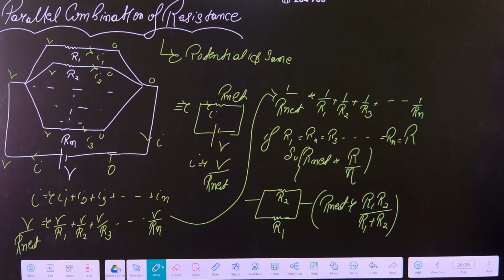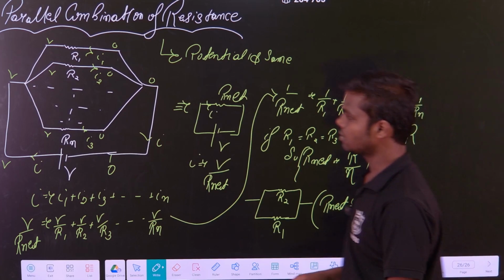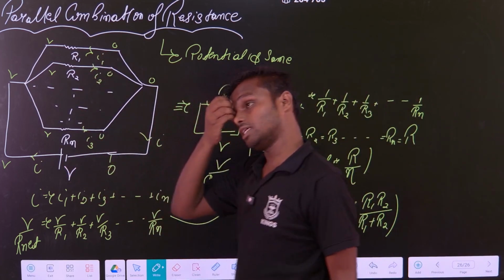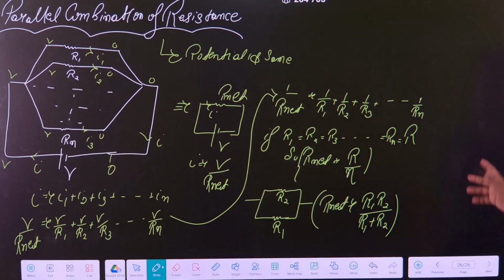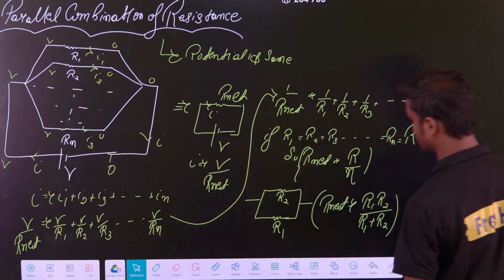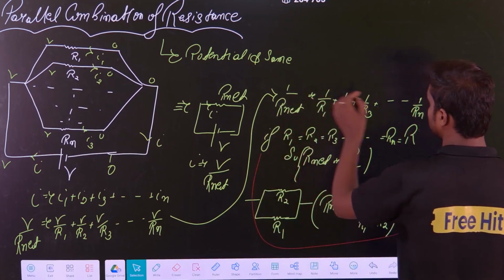Now here we have to talk about the current division, because here the potential is the same. There we talked about voltage division, how to do the voltage division. Here we are going to talk about how to do the current division. Let us discuss the current division.